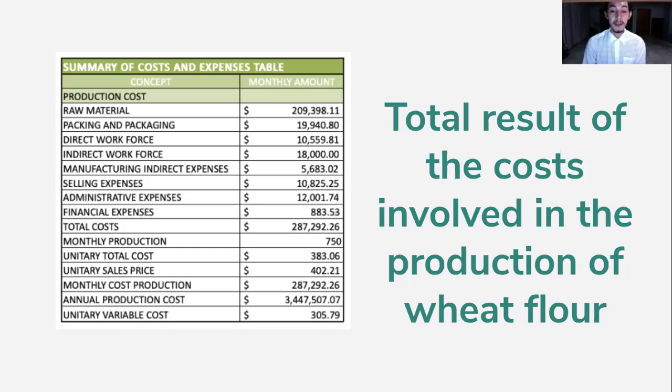followed by our unitary total cost of 383, our unitary sales price of 402, our monthly production cost of 287,292, and an annual production cost of 3,447,507 pesos, with a unitary variable cost of 305 pesos and 79 cents.